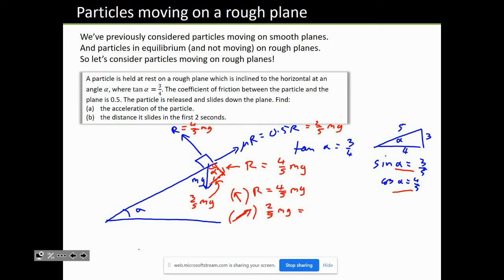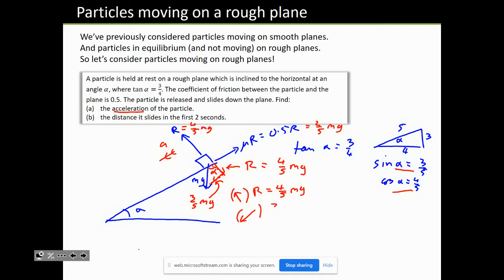Well, it's not. Sorry, my bad. It's not going to equal. You can see they're not equal, and we already knew from the question it's going to accelerate. Because we've got unbalanced forces, we're going to accelerate down the slope. So instead of taking up the slope as being positive, let's take down the slope as being positive, because that's where we're going to accelerate.